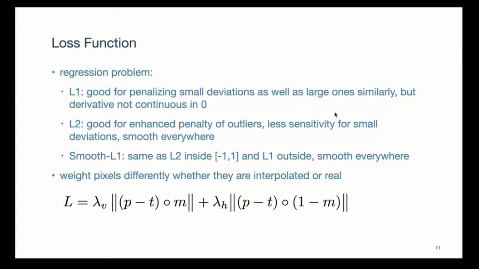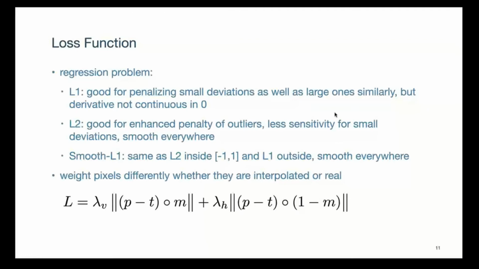Since this is a regression problem, we can use several different loss functions. There's the L1 norm or L2 norm, or the smooth L1 norm between the output of the network and the target. They all have different advantages and disadvantages. For example, L1 is continuous at 0, but penalizes every deviation linearly. Whereas L2 is pretty good at penalizing outliers, but not very good when you have small deviations. And the smooth L1 is basically just a smooth matching of these two.